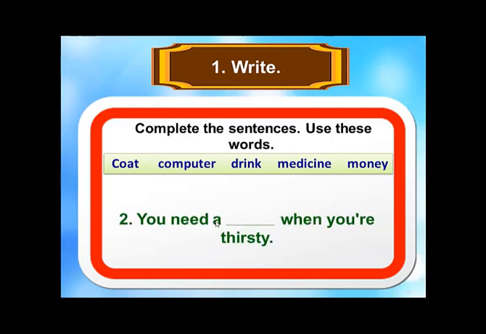Sentence number 2 now. You need a space when you are thirsty. What's the meaning of thirsty? If you know the meaning of thirsty, and of course it means عطشان, you should use a drink. You need a drink when you are thirsty. Sentence number 3. You need a space to send an email. Of course, you know the meaning of an email. And to send email, you need, of course, a computer. You need a computer to send an email.